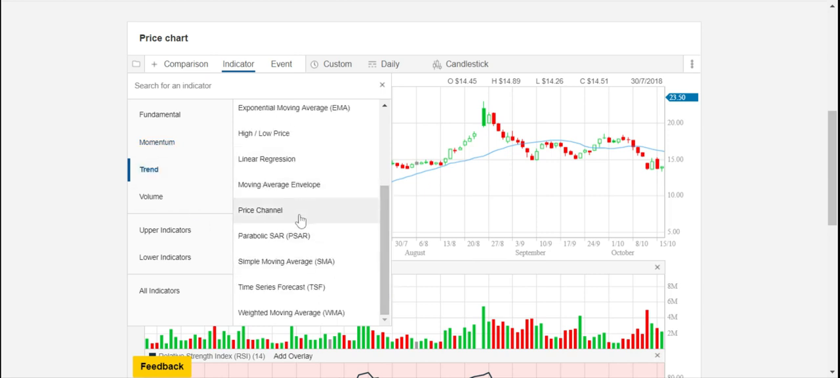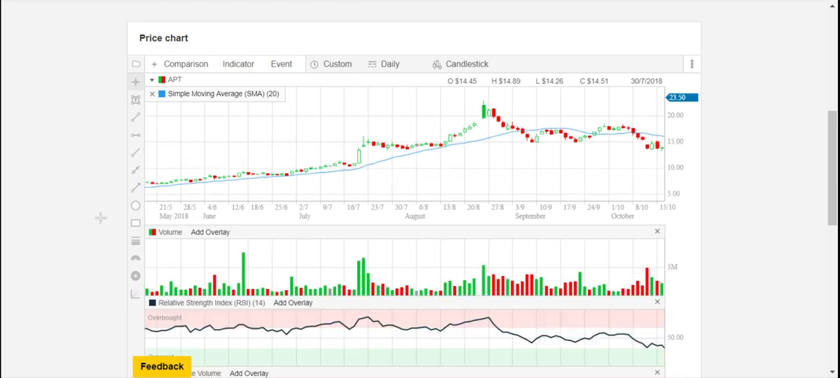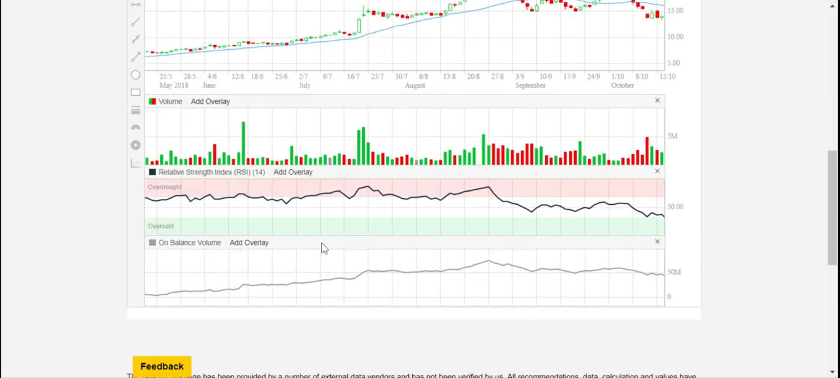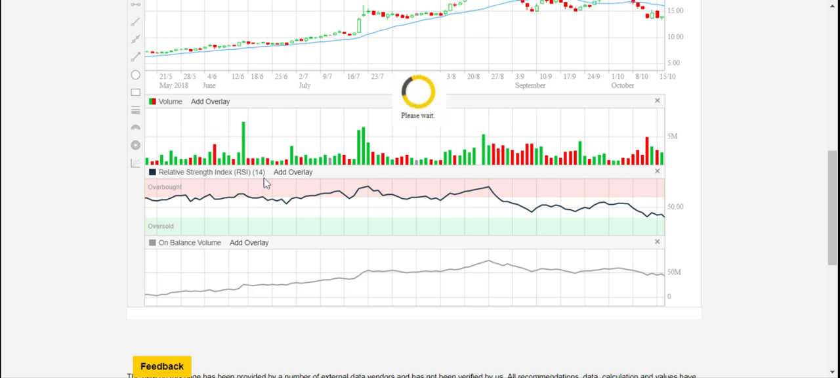I'll add in the trend. I'll go to volume and add on balance volume, because I know that's one of the lower indicators. That will add it in down here. And now on volume I can add an overlay. I like to have a simple moving average so I can see if volume's above it or not.